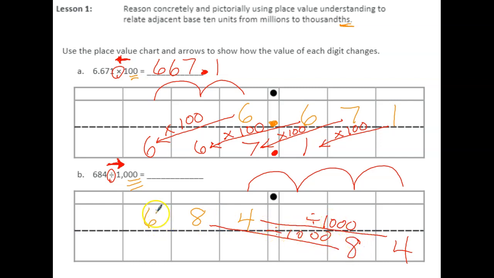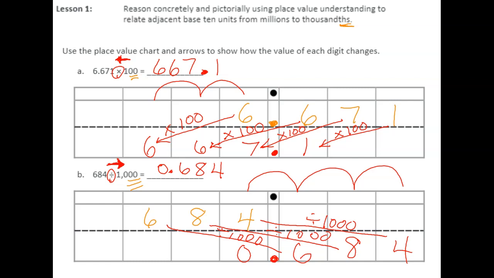And last but not least, 6 hundreds divided by 1,000. 1, 2, 3 adjacent base 10 units. It's going to be 6 tenths. I like to put my 0 in my ones place just to show that I don't have any ones, but that's our answer, 684 thousandths.